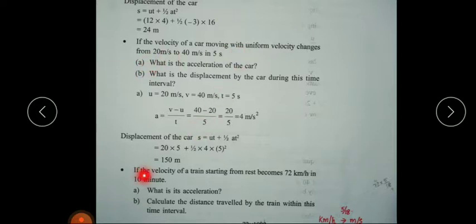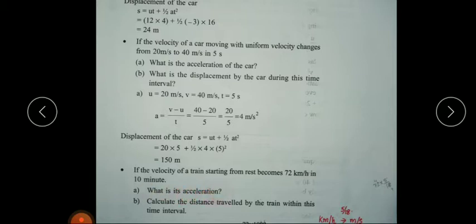Next question: if the velocity of a train starting from the rest becomes 72 km per hour in 10 minutes. The velocity of a train starting from rest means the initial velocity of the train is 0 and the final velocity is 72 km per hour. The velocity is given in kilometer per hour, so in the first step we have to convert this velocity into meter per second. As well as time is given in minutes, so we have to convert this into seconds.